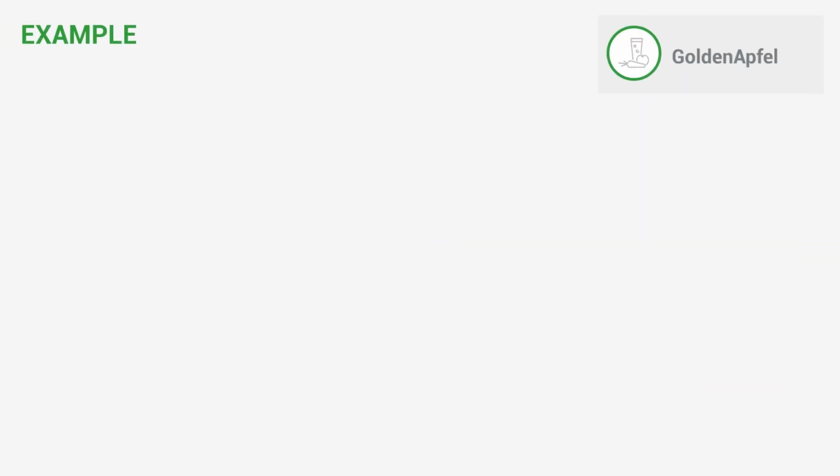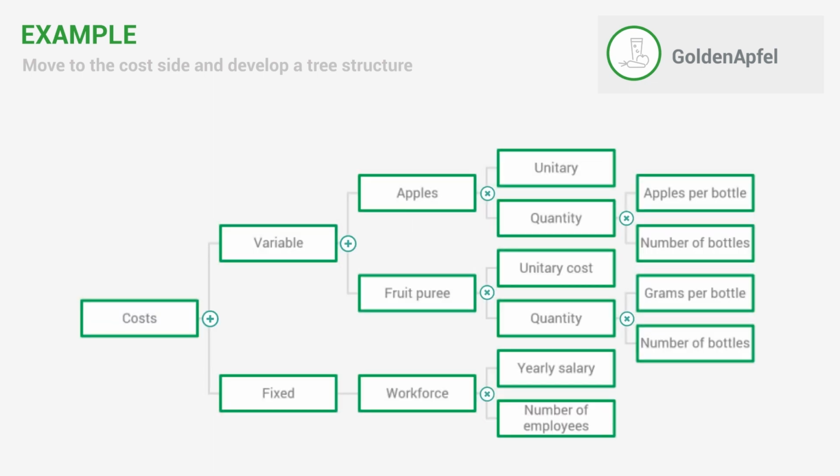Let's move to the cost side and develop another tree structure. As always, cost can be segmented into variable and fixed. The variable cost can be differentiated into apples and fruit puree, these being the main raw materials of production. Each of these is the product of their unit cost and the quantity used, with this calculated as the quantity per bottle times the number of bottles sold.